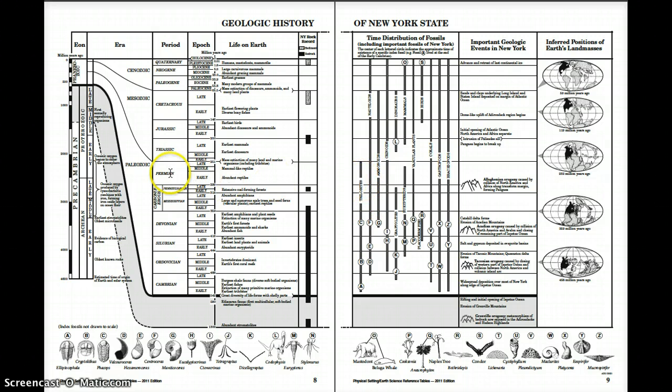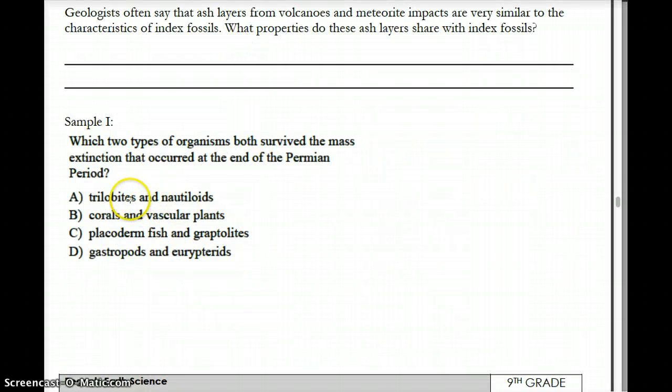First I want to see where the Permian period is, and hopefully you can follow my mouse on the left side here. The end of the Permian period here, it even says mass extinction of many land and marine organisms, including trilobites. So trilobites went extinct, and when I go back to my answer key, I can see A has trilobites. But I'm looking at both survived, so I know A is wrong.